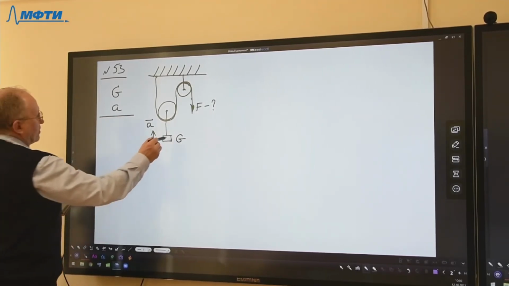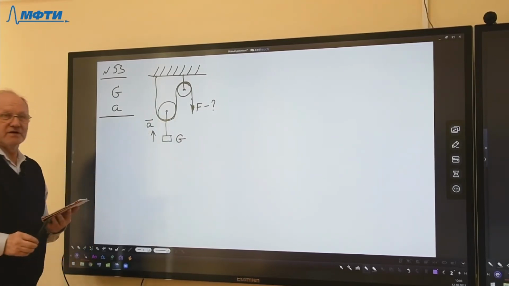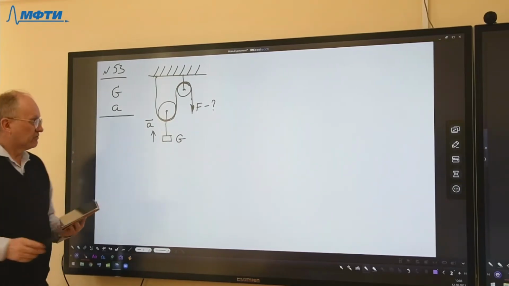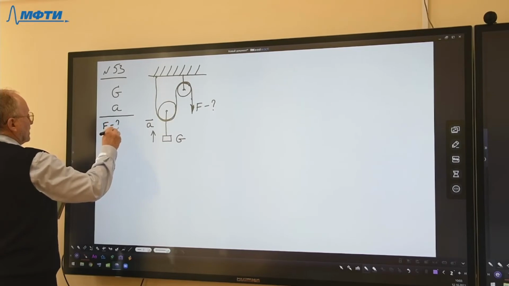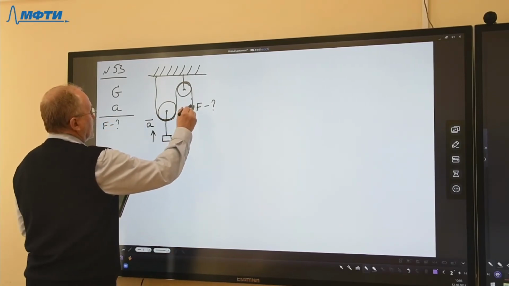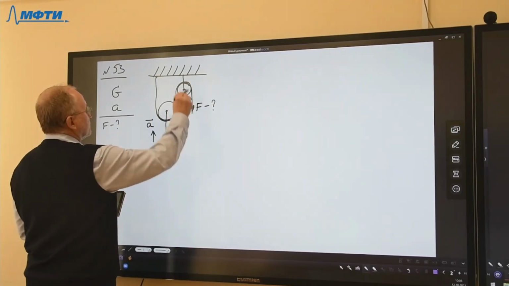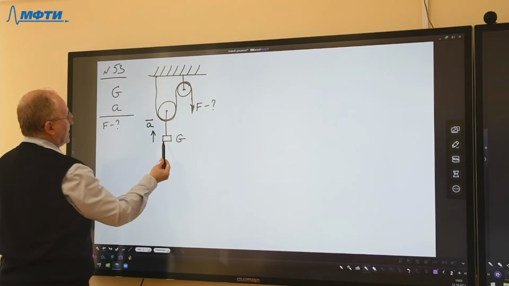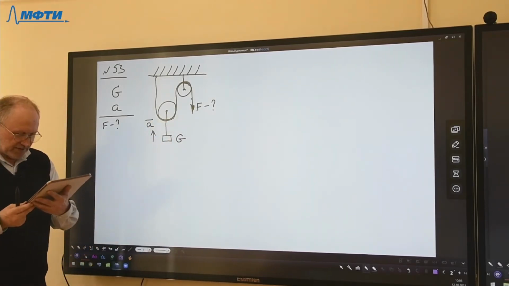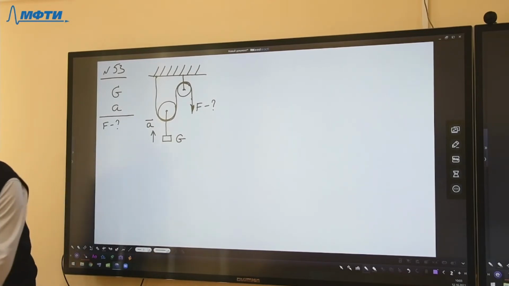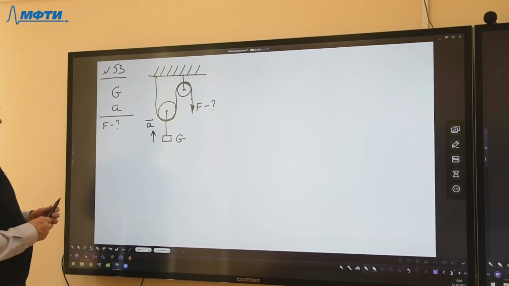So the weight of this body is given, and we want it to move upward with acceleration A. Acceleration A is also given, and we need to find the force. We need to find what should be the magnitude of this force applied to the end of this string, so that the weight G moves upward with acceleration A. This is the first question. And there is another question which we will consider later. So let's consider this problem.